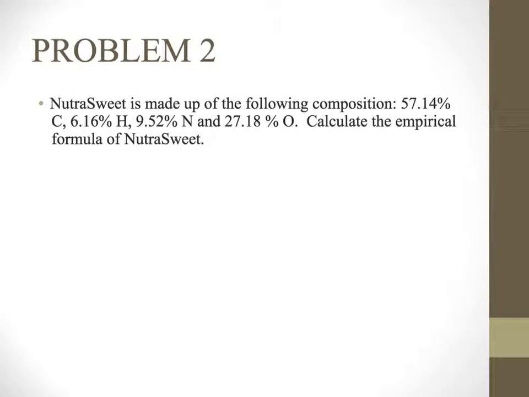So 57.14% will become 57.14 gram. Similarly, 6.16% will become 6.16 gram, and so forth. So first thing we're going to do is we have to determine the number of mole. And so we have to take these given and divide it by the molar mass of each of these elements. So let's go ahead and do that.